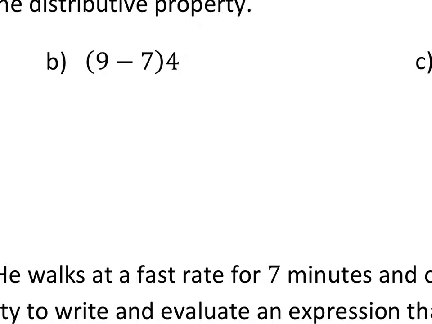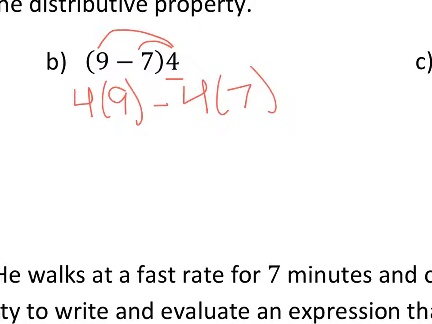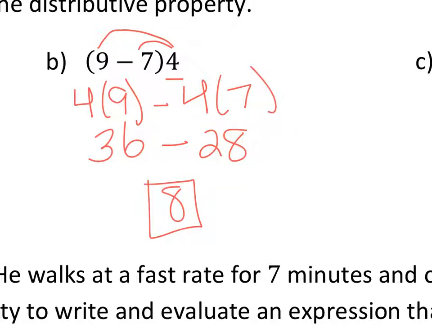Let's take a look at letter B. Here we have the 4 that's on the outside, on the right-hand side. You still treat it the same way. Distribute to the 9 first, and then the 7. So it's really 4 times 9 minus 4 times 7. Well, 4 times 9 is 36, minus 4 times 7 is 28. 36 minus 28 is 8. Go ahead and try letter C on your own.